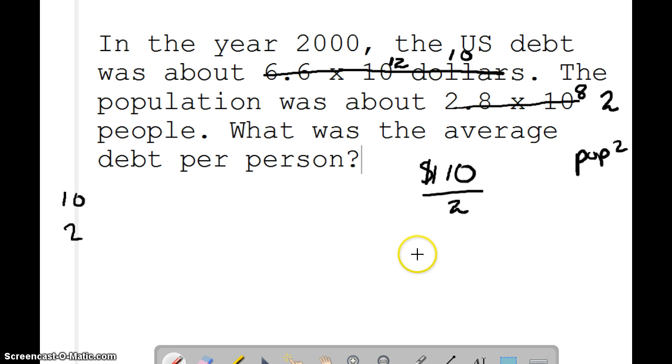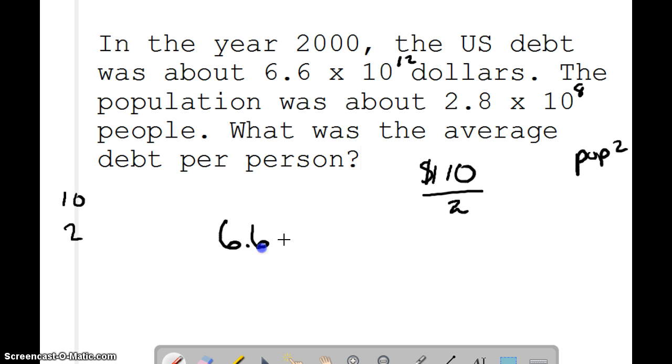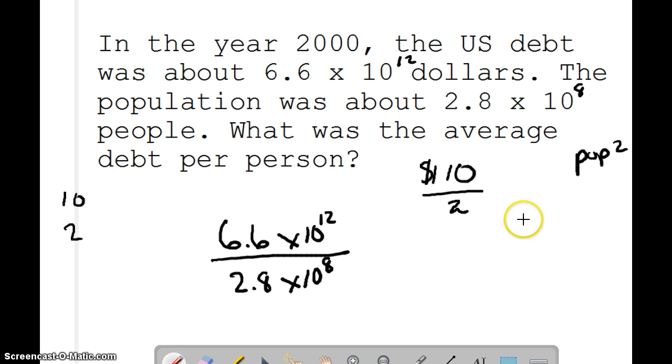So which number gets divided? Well, now we know that this number up the top, the 10 to the 12 and the 10 to the 8, this number on the top gets divided by this number right here. And all I do is I use that as a technique so I can see. For me, my brain works a lot easier knowing, hey, the debt was $10 over a population of 2. What was the average debt? Well, that's easy. 2 people owed $10, so it was $5. It was 10 divided by 2.